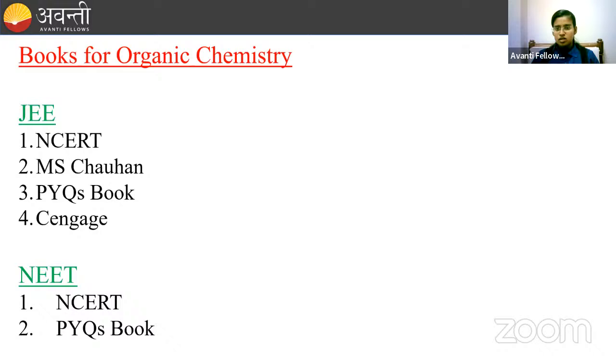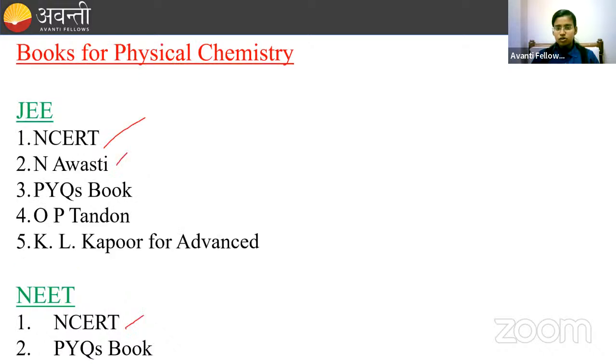Yeah. So this is for physical. For physical, we are going to use N Avasthi book for solving the problems, and OP Tandon. OP Tandon, KL Kapoor, all these are for advanced, JEE Advanced. So first of all, study the formulas from NCERT, then solve the previous year questions, then go for the remaining. All right, this is all regarding the materials that you have to use.